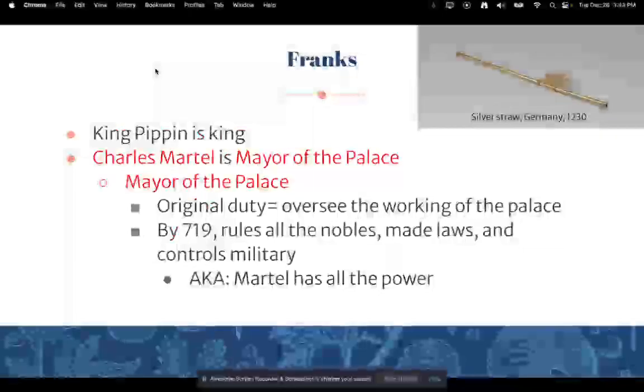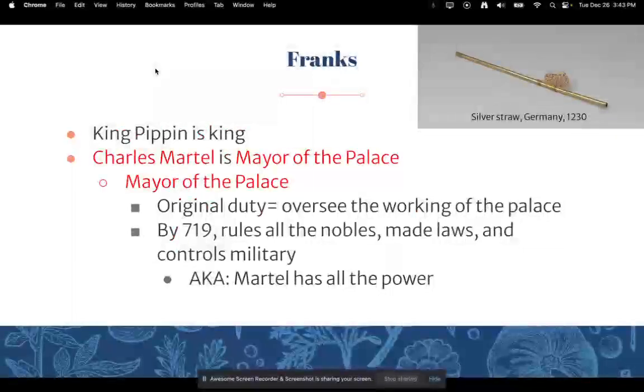So again, King Pepin is king. Charles Martel is the mayor of the palace. The mayor of the palace had the original duty of overseeing the workings of the palace, but by 719, the mayor of the palace like rules the country. So they rule the nobles, they make the laws, they control the military. So in other words, Martel has all the powers.